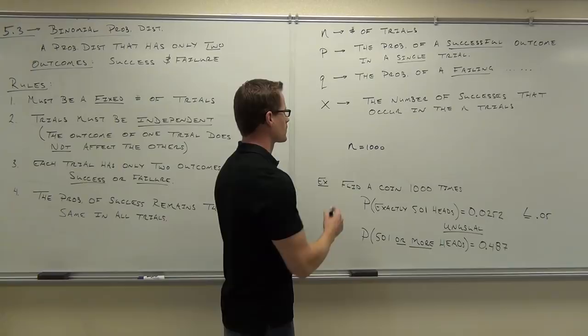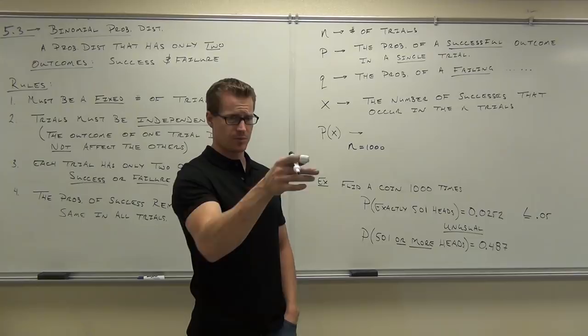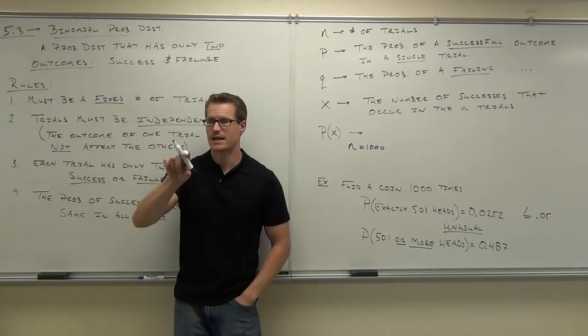One last one, big letter P, it's always with the of x, P of x. What's that big letter P stand for? Probability. What's the x stand for again? Number of successes. It's the probability of getting that exact number of successes. Okay. This is the probability of getting this many successes.